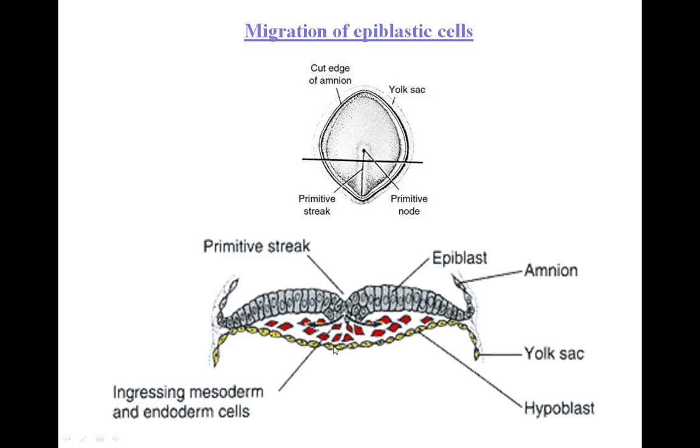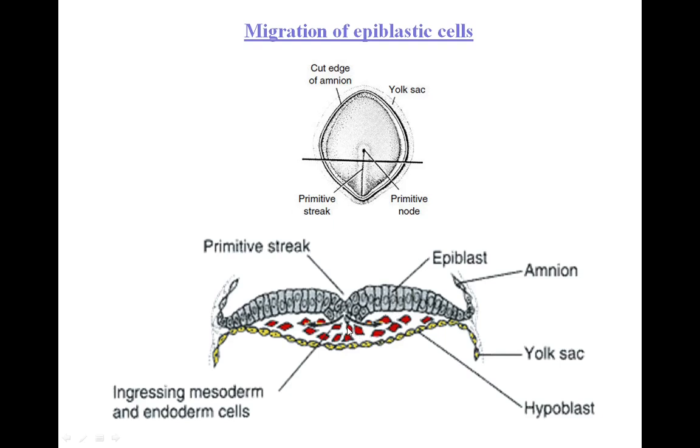and they form the endoderm. So from the epiblast, the ectoderm, the mesoderm, and the endoderm are all formed. So all the germ layers are formed from the epiblast.